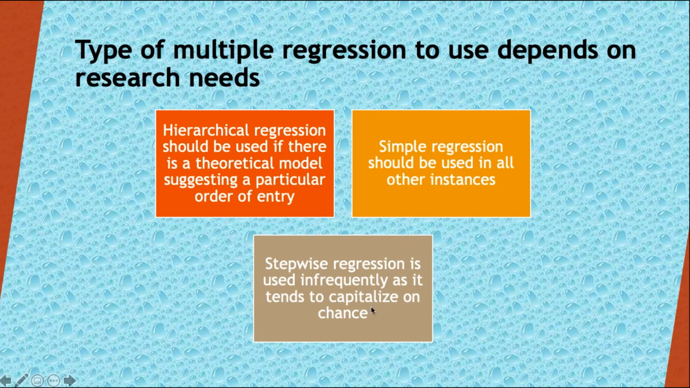Stepwise regression is used infrequently because it tends to capitalize on chance. Sampling and measurement error tend to make unstable correlations among variables in stepwise regression. Thus, the statistical decisions used to determine order of entry may vary considerably from sample to sample. The resulting regression equation may be unique to a particular sample.